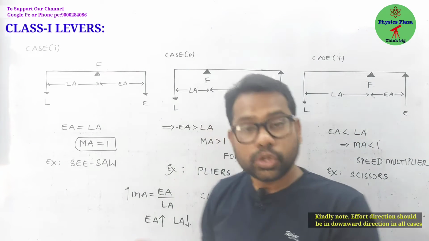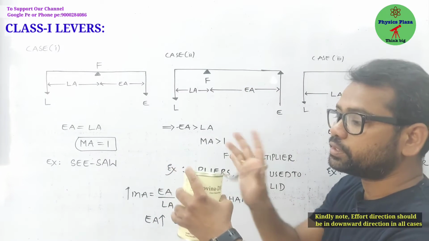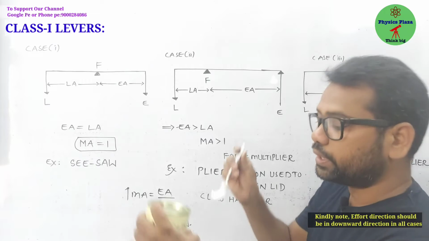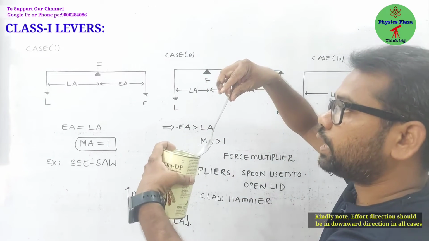Sometimes, I'm not saying always. So for that we are going to use a spoon. But here you may get one doubt: sir, how is this spoon a class 2 lever? Look at here. It is placed here, children. Try to understand. Now this is a point where I am applying the effort.